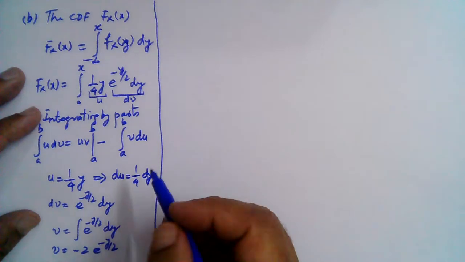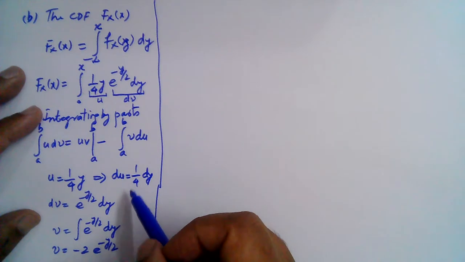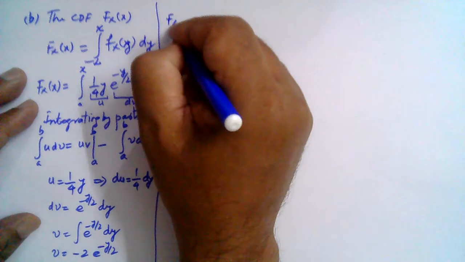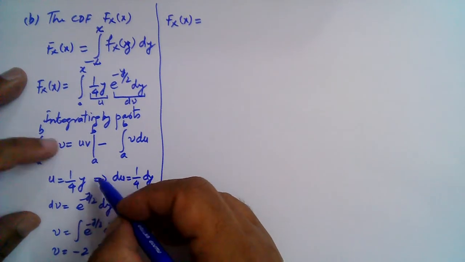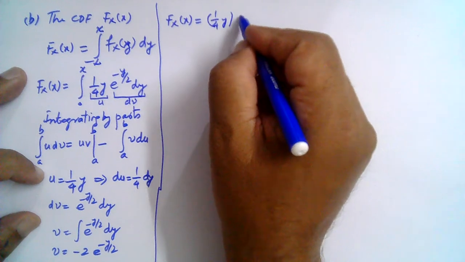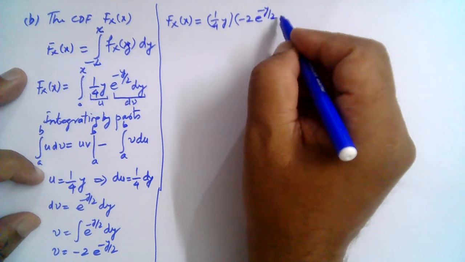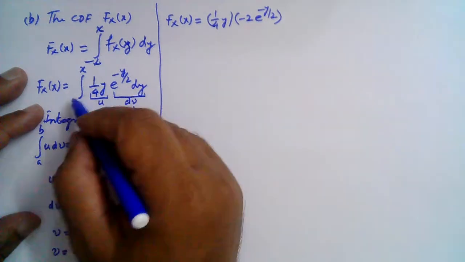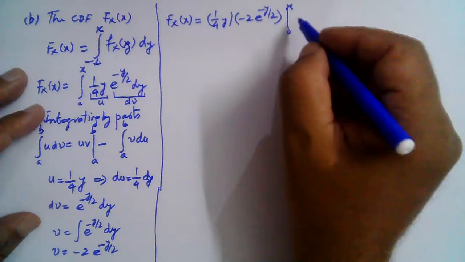So we can put in the values of u and v and du and dv here to evaluate the integral. So F_X(x) is equal to uv. So u is 1 over 4y, and v is minus 2 e to the power minus y over 2, right? And the limits are 0 to x, and then minus integral of v du.